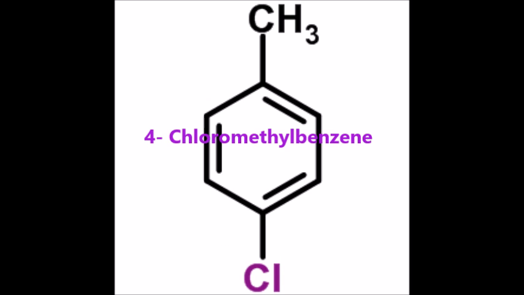This can be called 4-chloromethylbenzene, but instead of using a number, we will use p, which stands for para. So this will be called p-chloromethylbenzene.